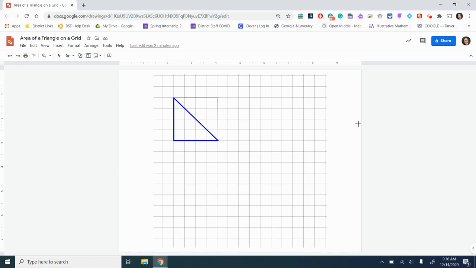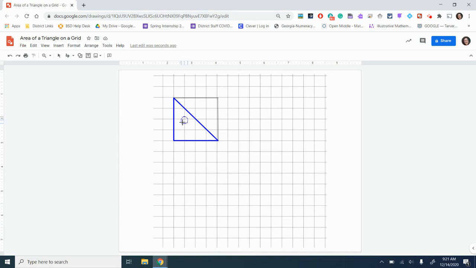Or you may remember from previous grades that you can multiply the length times the width to find the number of square units. The area of this rectangle is 16 square units. Now, what do you notice about this blue triangle? It's half the area of the rectangle. So if the area of the rectangle is 16, then what would the area of the triangle be? It would be 8, right?